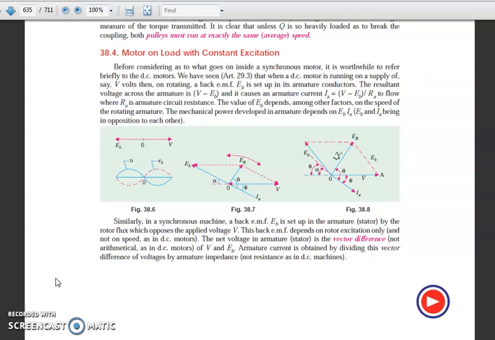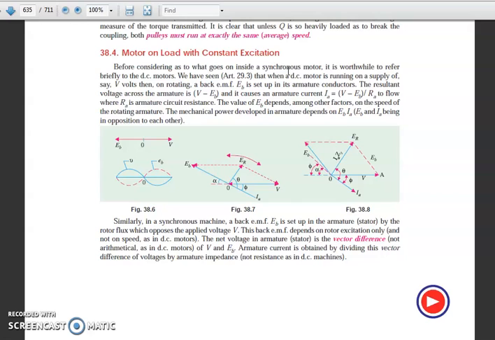Now for this lecture, if we are applying the constant excitation and we have a constant load on the motor, then what are the different changes in the working of the synchronous motor, we will discuss. Before considering the details about the constant excitation, we will see the back EMF concept. We have already seen the concept of back EMF in the previous semester.